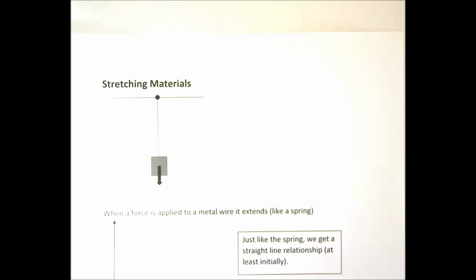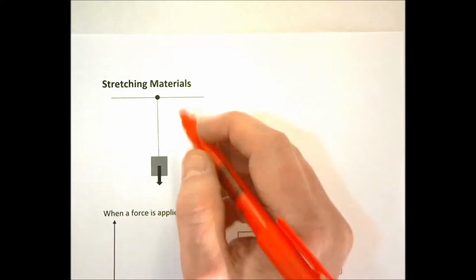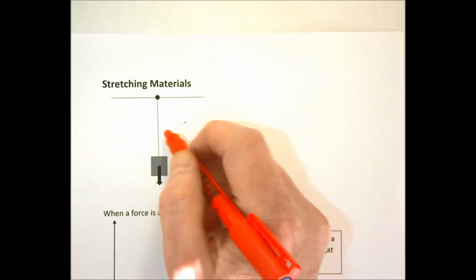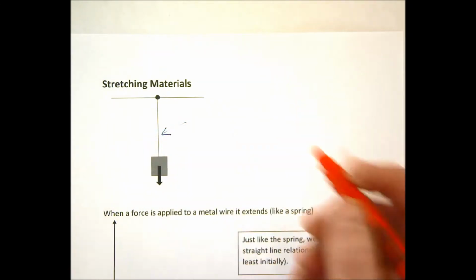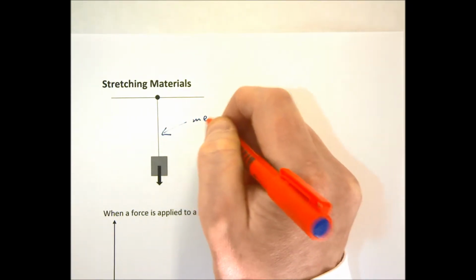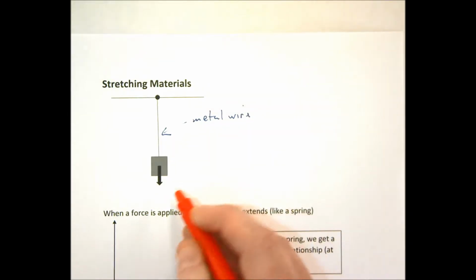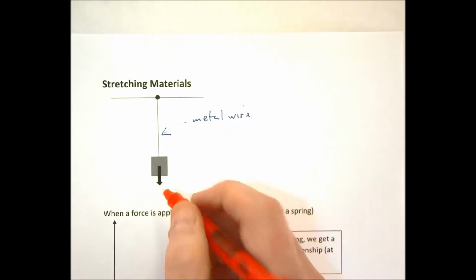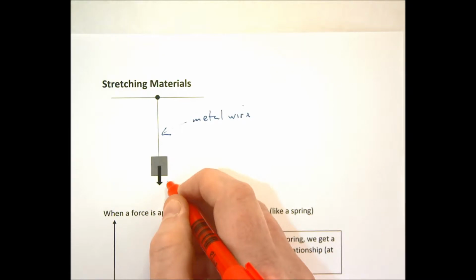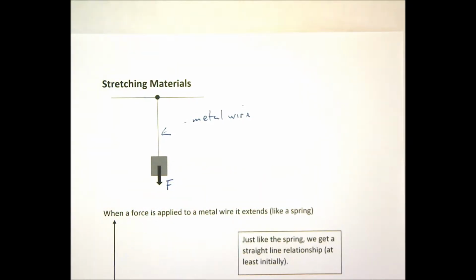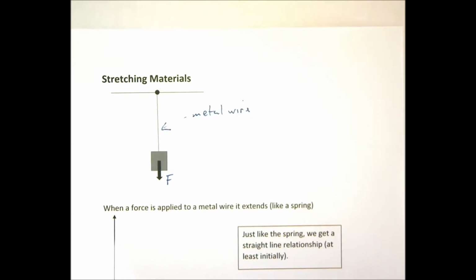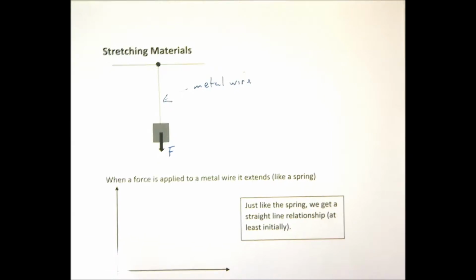Okay, we've been looking at stretching springs. What happens if we stretch a material like a metal? So the setup is that we have a metal wire and we apply some weights to it. So this applies a force. What happens to the wire? Well, just like a spring, when we apply a force, it will extend.